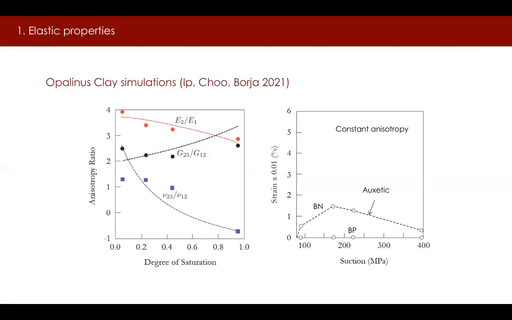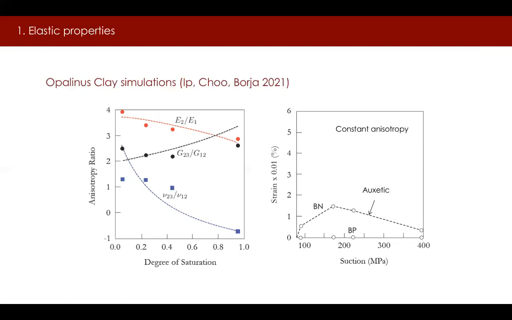Two cases of mechanical properties were simulated and compared. The case with variable stiffness anisotropy uses elastic parameters consistent with those obtained from linear regressions, while the case with constant stiffness anisotropy uses constant elastic parameters reported by Yurikov et al. for opalinus shale at 44% saturation.